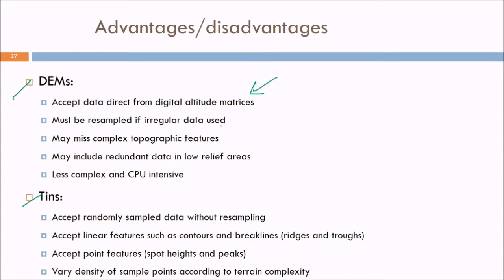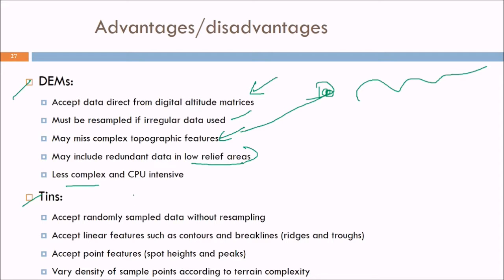It must be resampled if irregular data is used, and it may miss complex topographic features, of course, because it will take the sample values only, the points exactly that it is going to take. It will not take the topology. So it may include redundant data in lower relief areas, and this is less complex and CPU intensive.